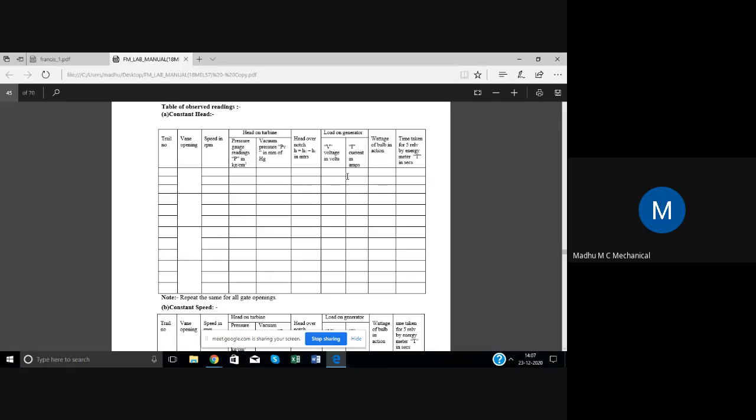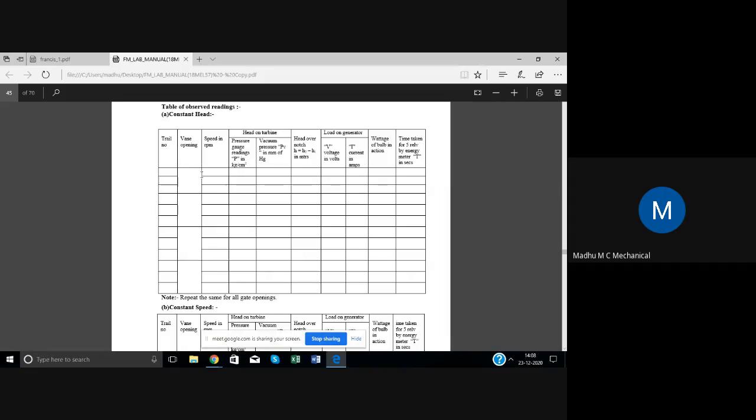Okay, that is the major difference between this and that. Now let us come to the Francis turbine. In the Francis turbine, you have constant head and constant speed, and the vane opening and valve opening are both the same. For each valve opening, we will be taking the readings. So trial number 1, 2, 3 for different valve openings.